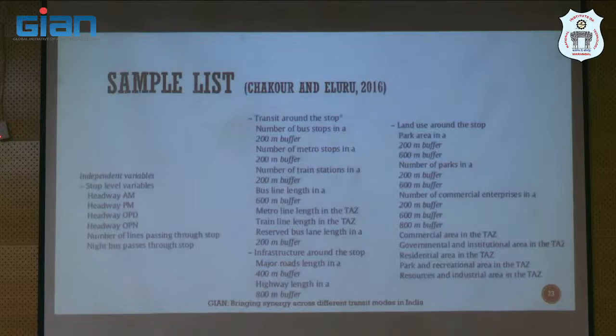So this is an example list. This was one of our older papers in 2016, so it's already 9 years now. So we looked at these groups of variables. So we have stop level variables. We were modeling ridership by time period. We had ridership for the AM, PM, off peak day, off peak night. So there were a lot of time periods, weekday, weekend, and so on. So we looked at headway.